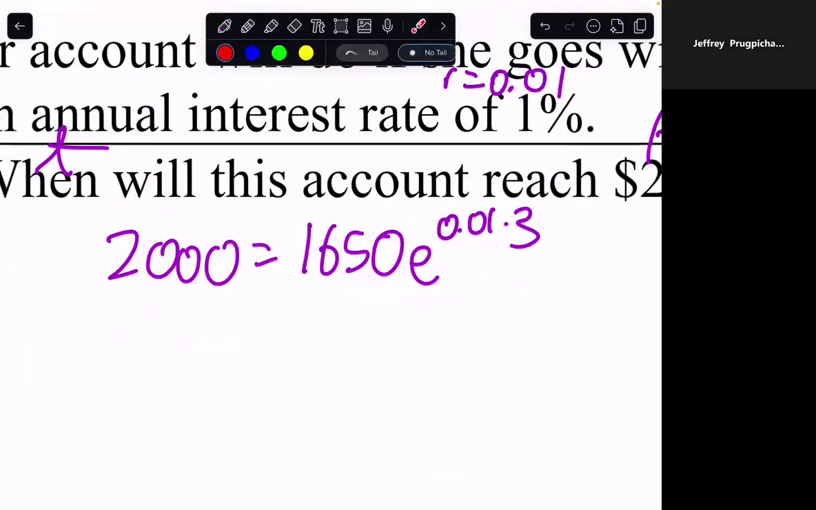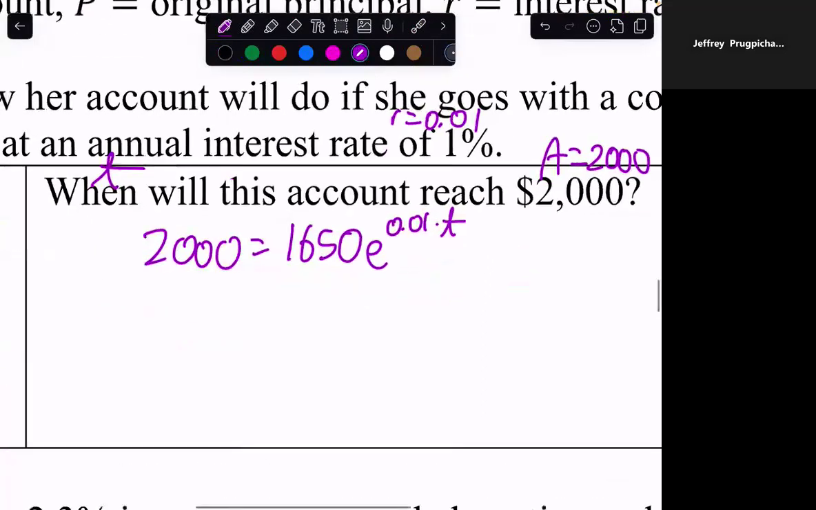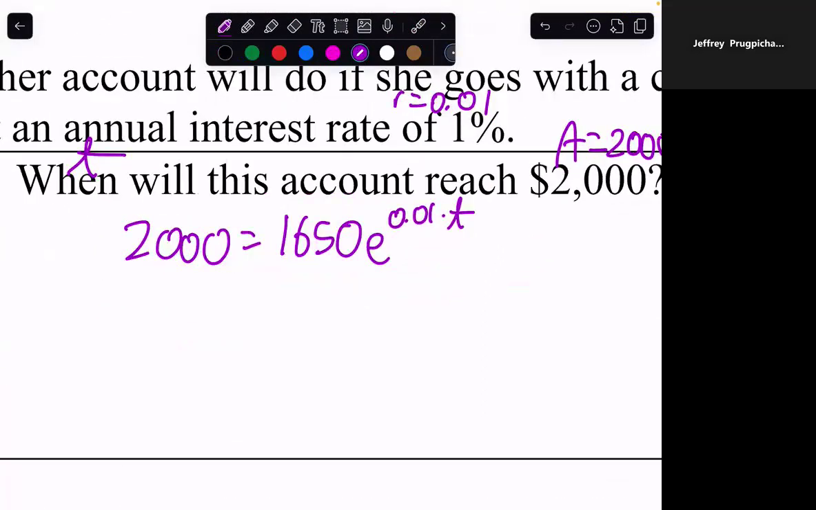Okay, so first, sorry, I made a mistake. The unknown again is the time. It's not 3 years, it's an unknown number of years. So it should have been t. Okay, so first we want to get rid of this 1650. The 1650 is in front of the e, so it's multiplying. So divide by 1650.